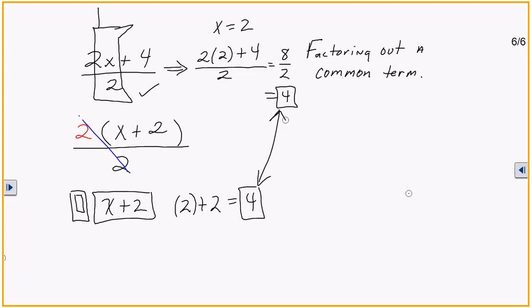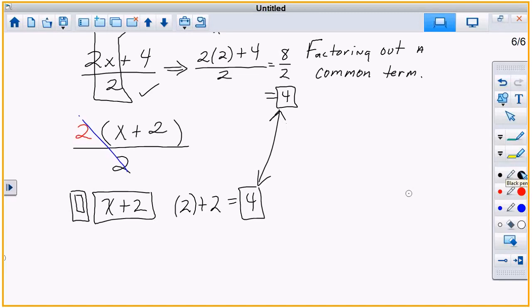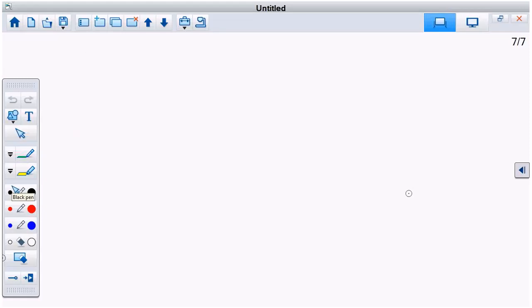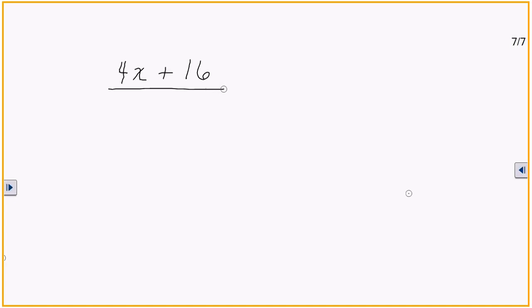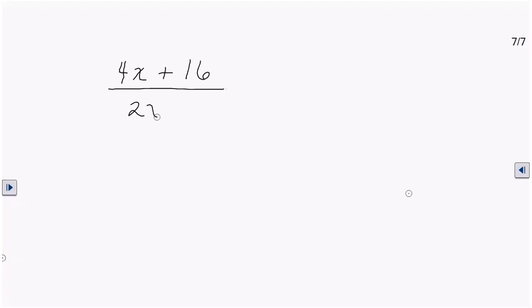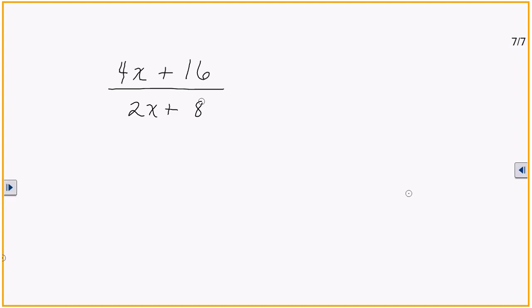Okay? So let's do one more, and I'll try to make it challenging. Let's go with 4x plus 16 over 2x plus 8. So pause the video and work on that and see what you can come up with.